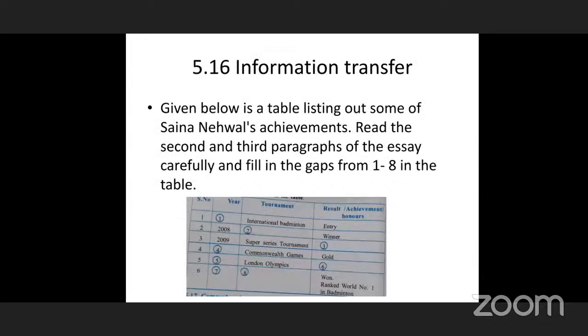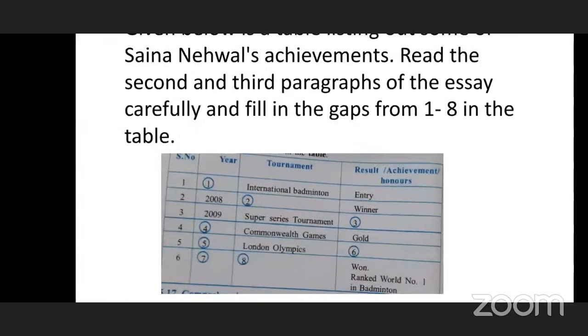Next, information transfer. It will not be asked of you in the examination, but take it as your project work. That means what are the tournaments completed.